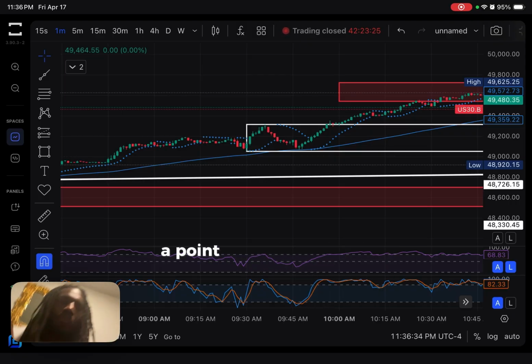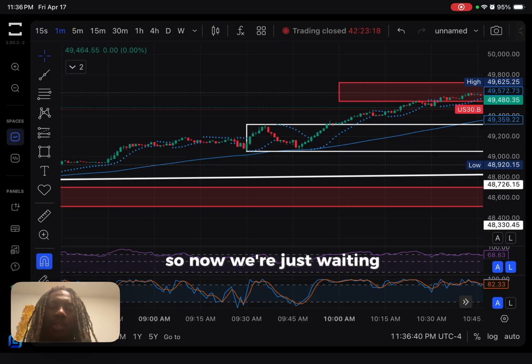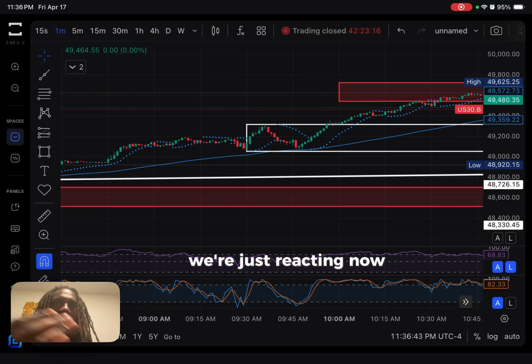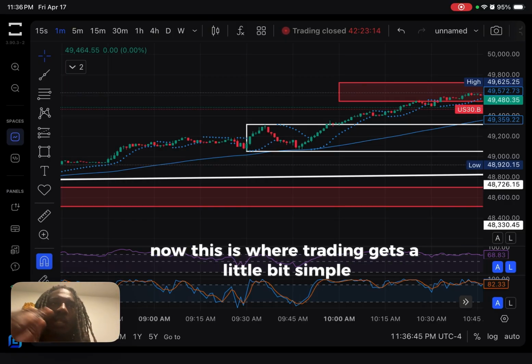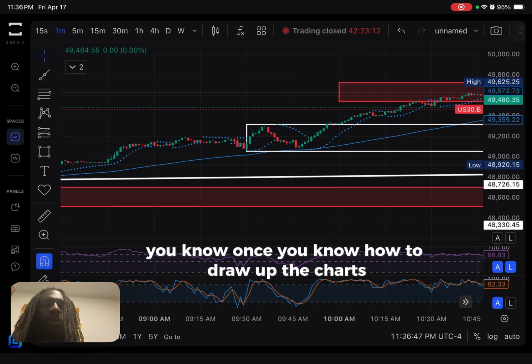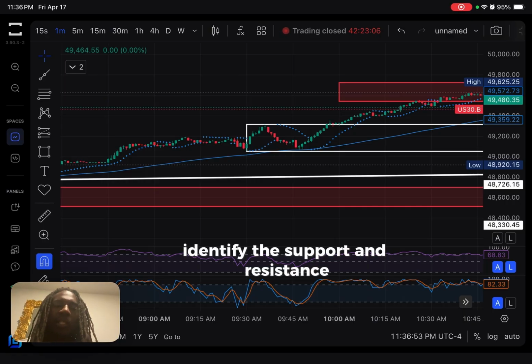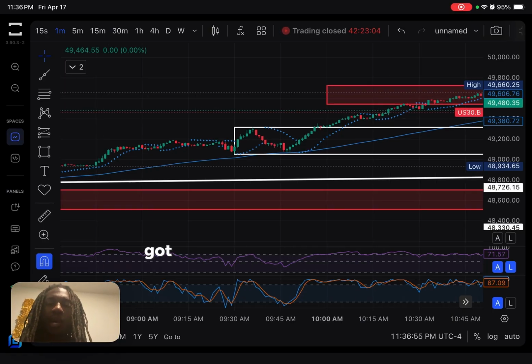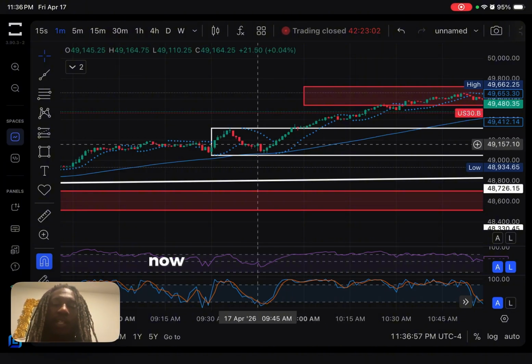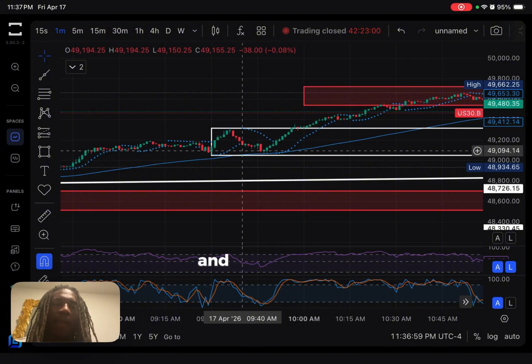So this is a point where people look for that breakout. Most traders are looking for that breakout, and you will find it. So now we're just reacting. Now this is where trading gets a little bit simple. Once you know how to draw up the charts and identify the trends, the support and resistance, this is where it gets easy. You've got your opening range, your 15-minute opening range. Now we're looking for a breakout. And if you're scalping, you're looking at the 1-minute time frame.